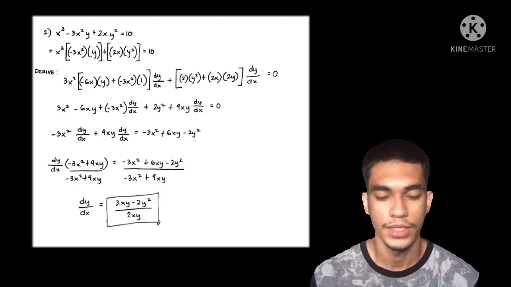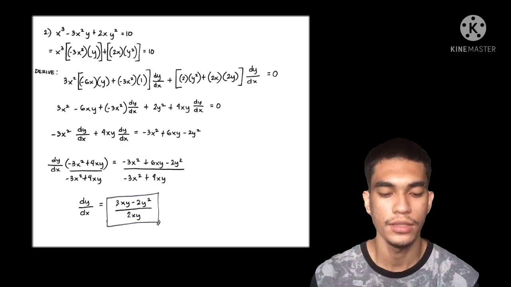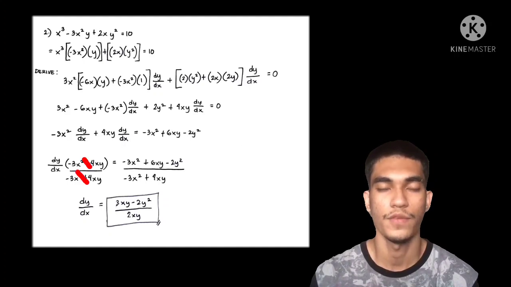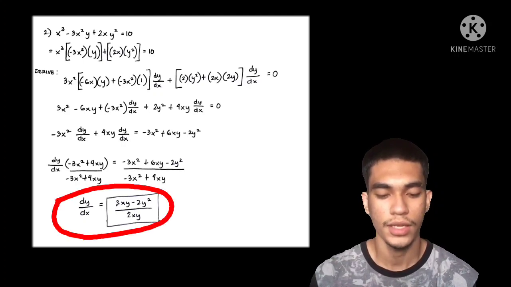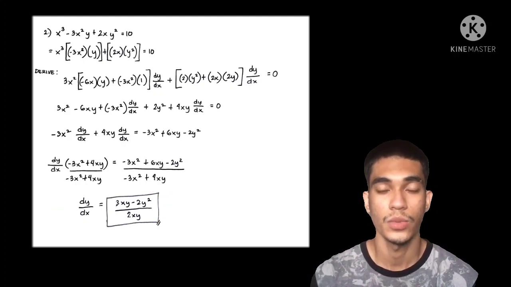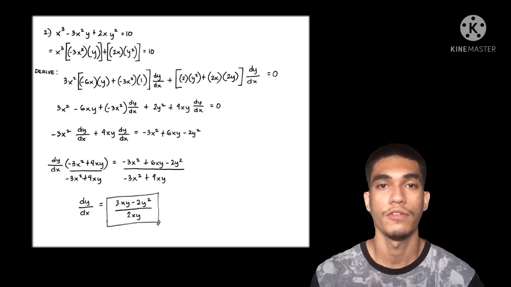plus 4xy is equal to negative 3x squared plus 6xy minus 2y squared, and then we will divide it by the factor of our dy over dx. And then the negative 3x squared plus 4xy will be cancelled. Then if we divide, we are left with dy over dx is equal to 3xy minus 2y squared over 2xy. And that is our final answer.